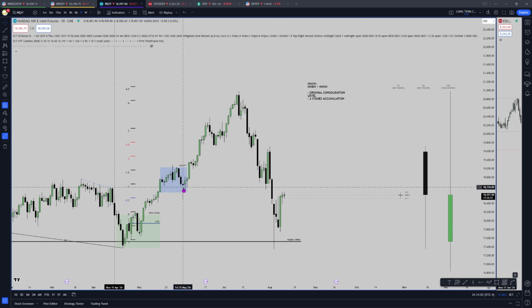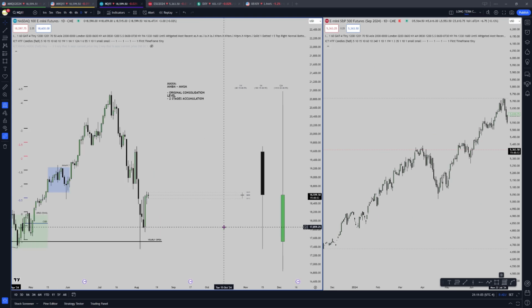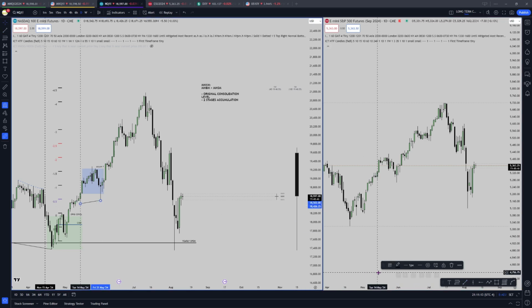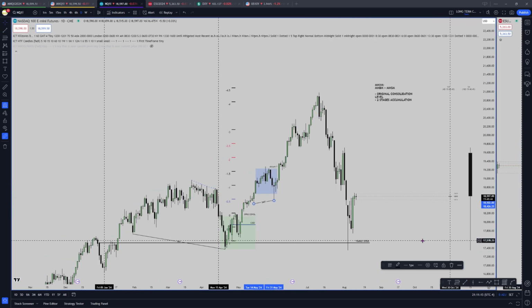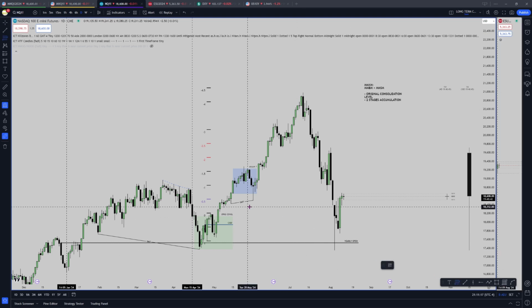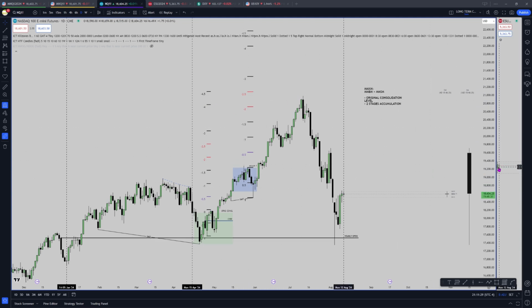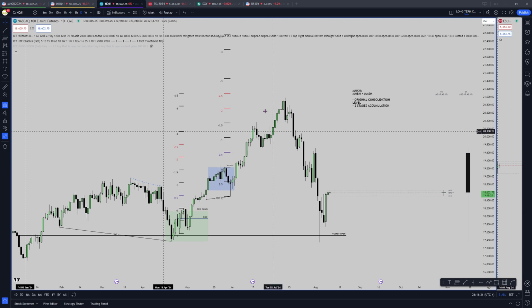After this, we manipulate lower, and I think we form an SMT. Yeah, we form an SMT right here. If you also draw your fib tool here, you can see that the -2 to -2.5 lines up with -4 to -4.5 of our market maker model, which makes us more confident that price will most likely reach terminus here.